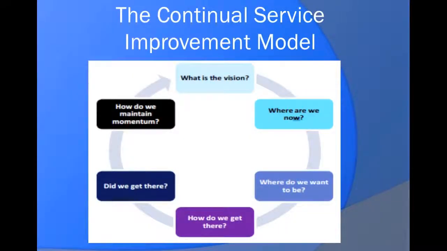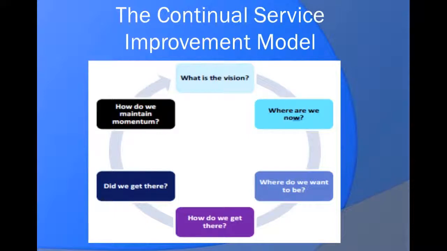Another concept of continuous service improvement is the continuous service improvement model. This model is an extremely useful tool as it allows businesses to create a cycle which they follow for improvement. There is one main question, which is, how do we keep the momentum going? This is then followed by 5 questions. The first one is, what is the vision? This is the objective of the business and how they see themselves in the future.